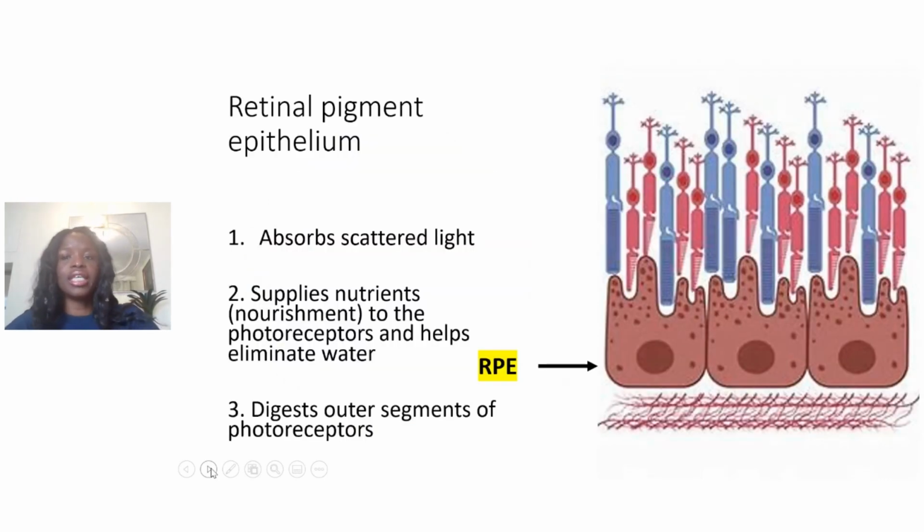There's another structure that I think you should know about, and that's the retinal pigment epithelium. The RPE, as we call it, is the pigmented cell layer that is tightly attached to the photoreceptor cells and nourishes them. I like to think about the RPE and photoreceptors as special friends. The RPE has many important functions, but I'll just highlight 3. It helps to absorb scattered light. It helps to supply nutrients and nourishment to the photoreceptors and eliminate water. So it keeps the retina dry. And it also digests waste products produced by the photoreceptors.